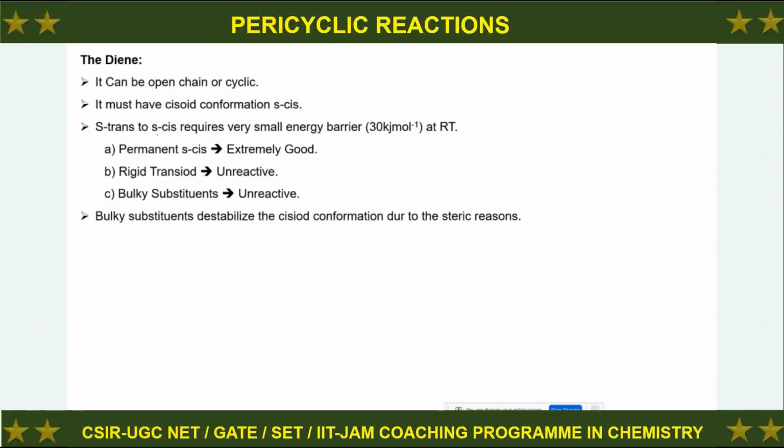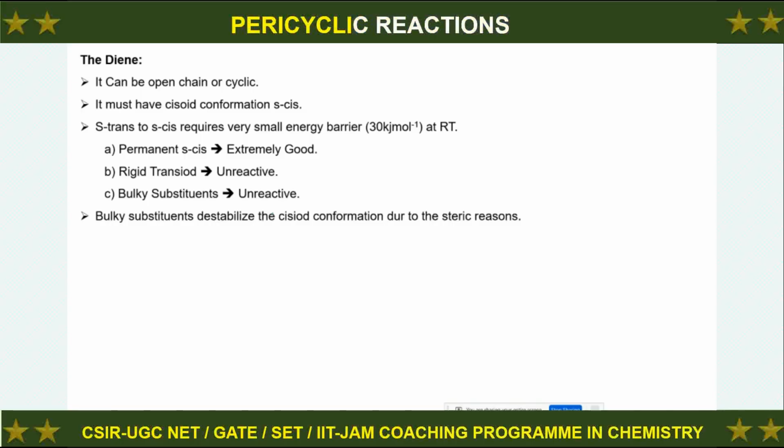So yes, s-trans to s-cis requires a very small energy barrier. For a Diels-Alder reaction, a permanent s-cis is extremely good because it's a permanent, rigid s-cis, so it won't change to s-trans anyway. But a rigid transoid means the two terminal carbons of the diene are away from each other, so there is no possibility of the molecular orbitals interacting with the dienophile.